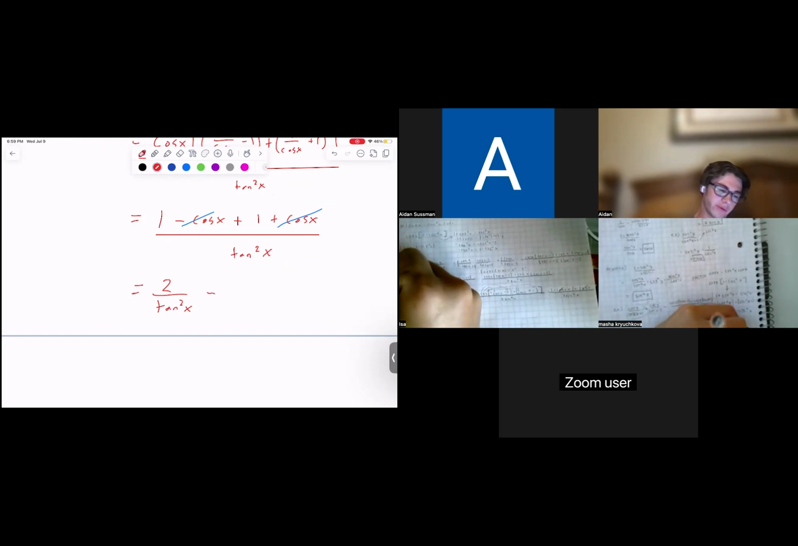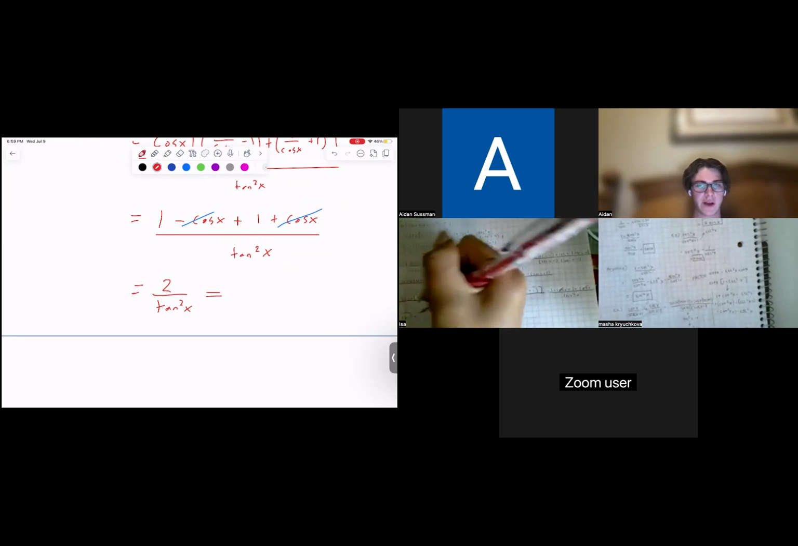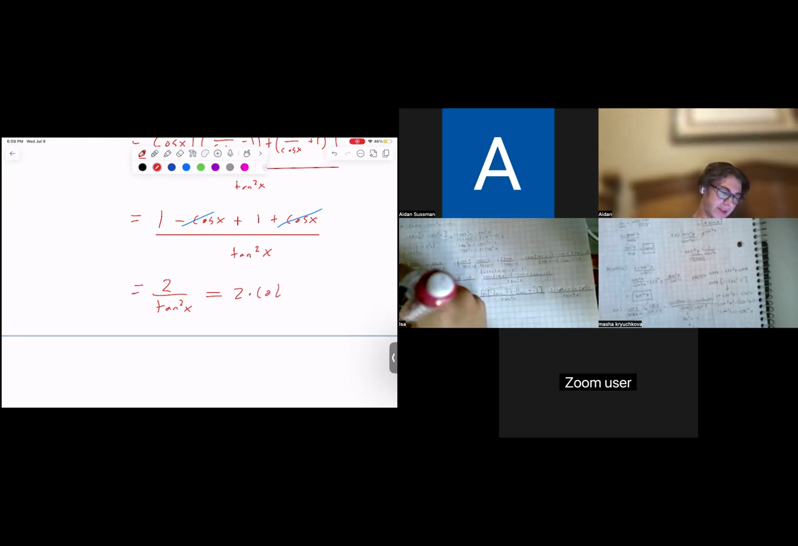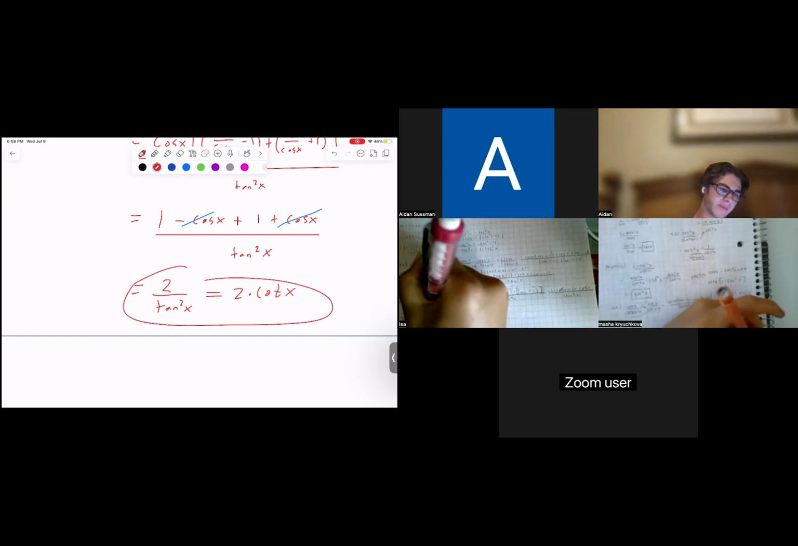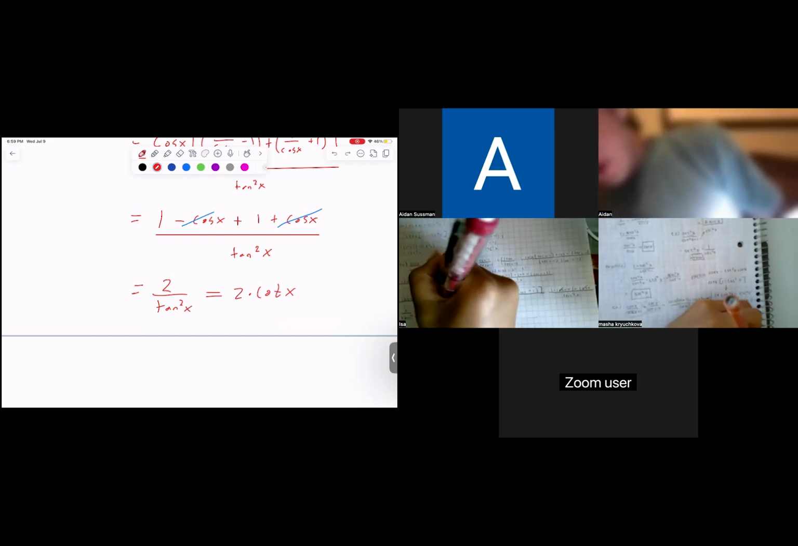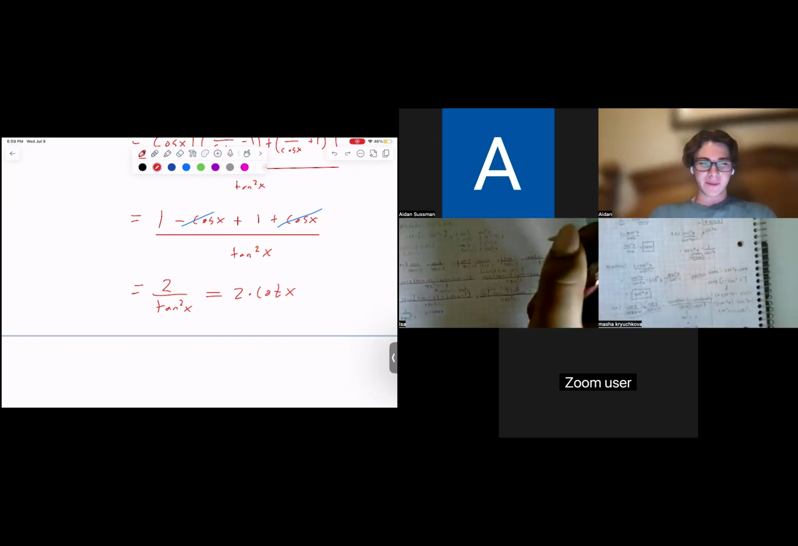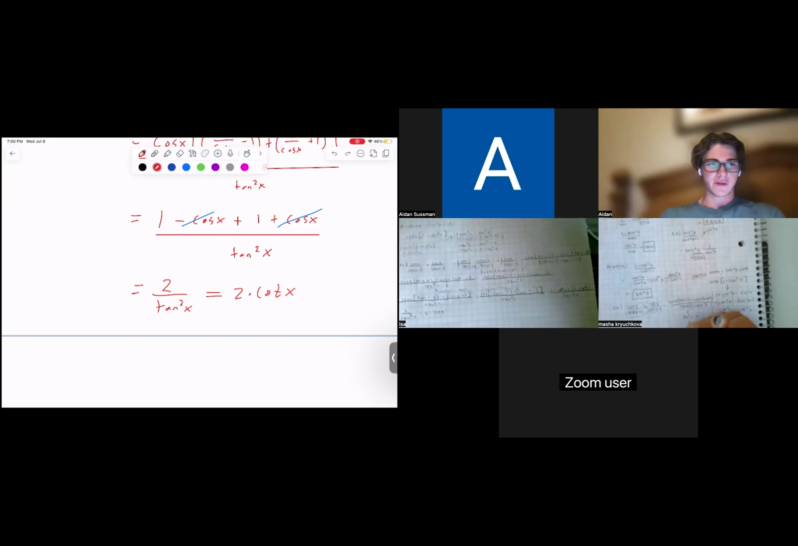If you want, you can also rewrite this. If anybody wants a bonus, what do you think we can also rewrite this as? 2 times what? Cotangent squared of x. Exactly. But both of these are simplified. Both would be an acceptable answer. Awesome. Any questions? I know that was a lot. It's a lot of steps. That's what a lot of these problems are. They're just really tricky manipulations. With that said, are there any questions before we go?